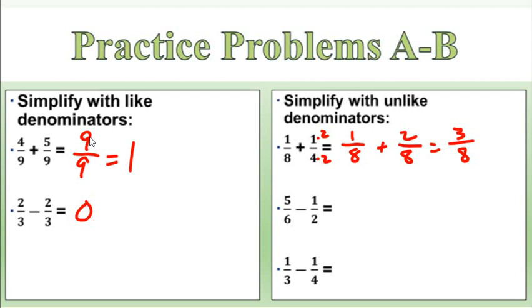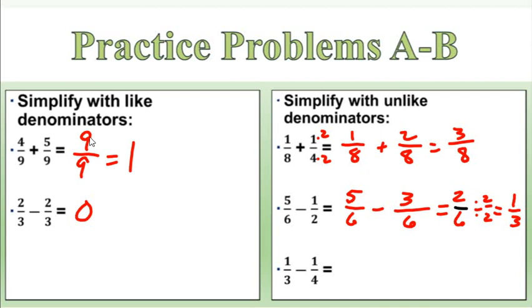Next one is 5/6 minus half. Common denominator of 6 and 2 is 6. So I keep the 5/6 here. Half of 6 would be 3, so 3/6. If I subtract, I get 2/6. 2/6 can be reduced by dividing by 2 halves. And that gives me an answer of 1/3.